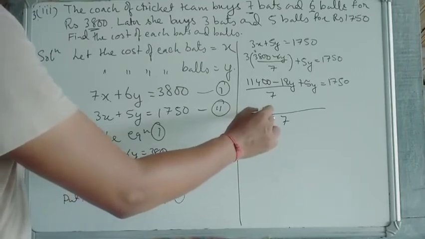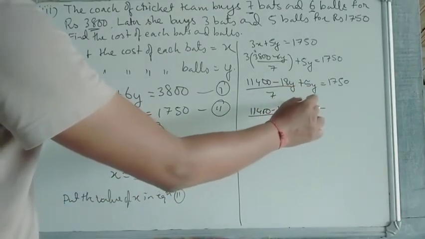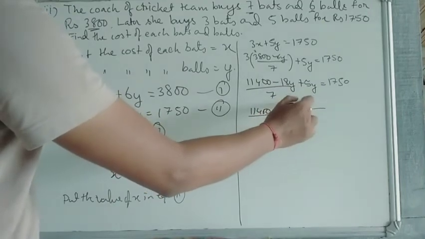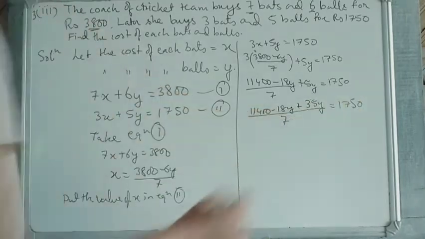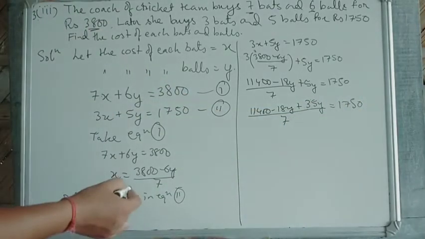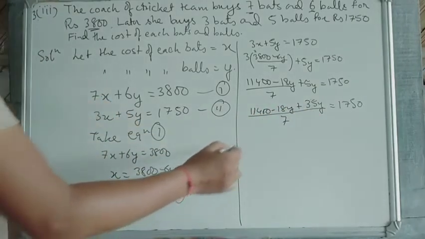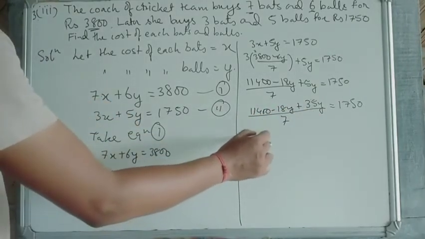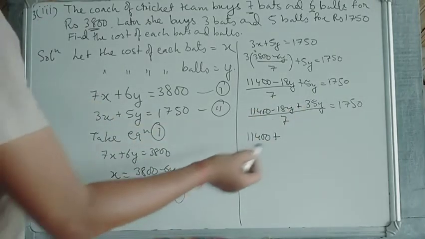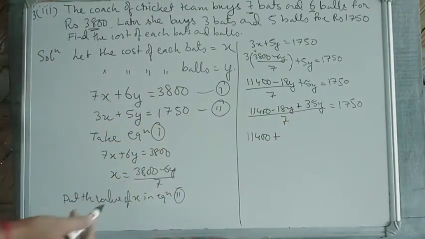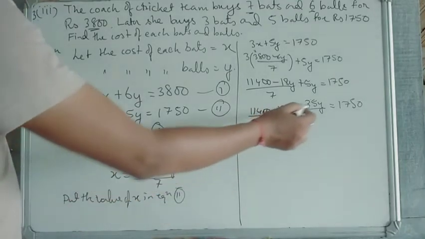This side will not become anything, plus 7 times 5y, that is 35y, equal to 1750. Now 7 will go to that side, multiplied. This side 18 and 35 will get solved. So 18 and 35: minus plus is minus, and the sign will be of the bigger number, 35, so that is plus. Now 18 minus 35, how much?